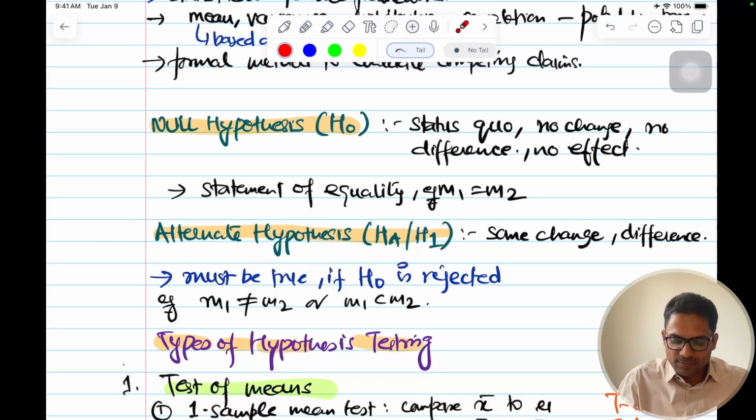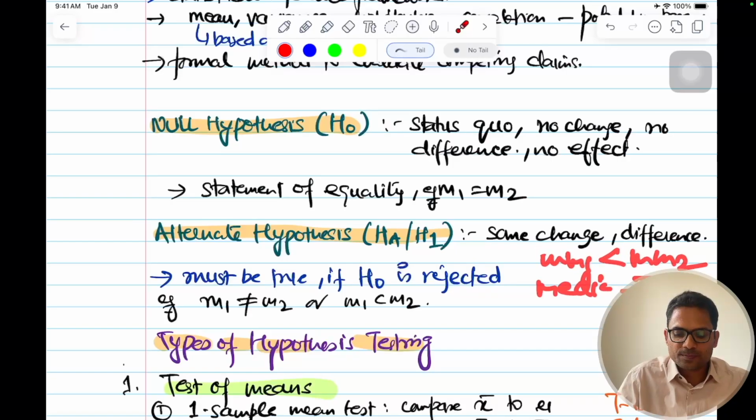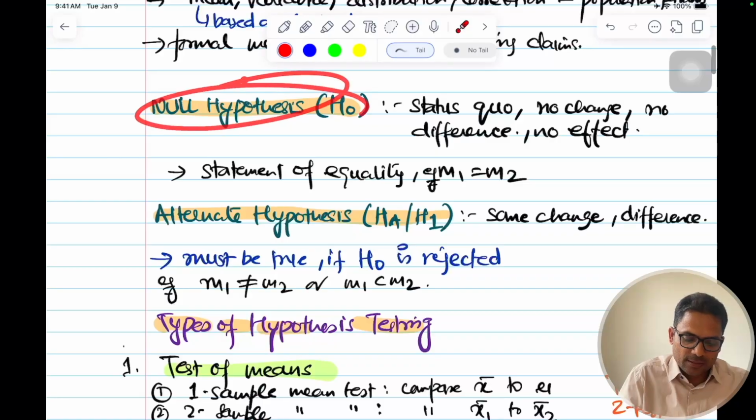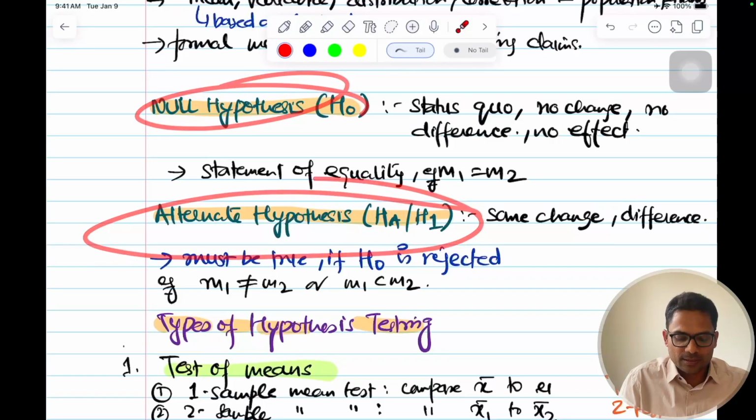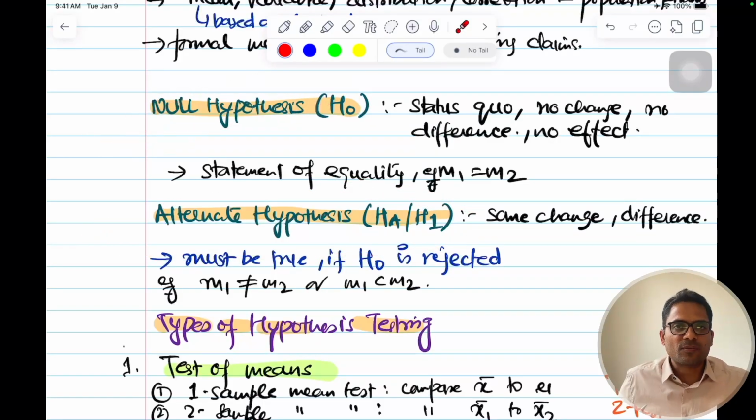So for example, when we considered the medicine example, the recovery time of two medicines, we said that the mean recovery time of one medicine is less than the mean recovery time of the other medicine, or it is greater than the other medicine, and we saw that. So that's the second thing. We understood what the null hypothesis is and what the alternate hypothesis is. We hypothesize that, and then we perform the test.